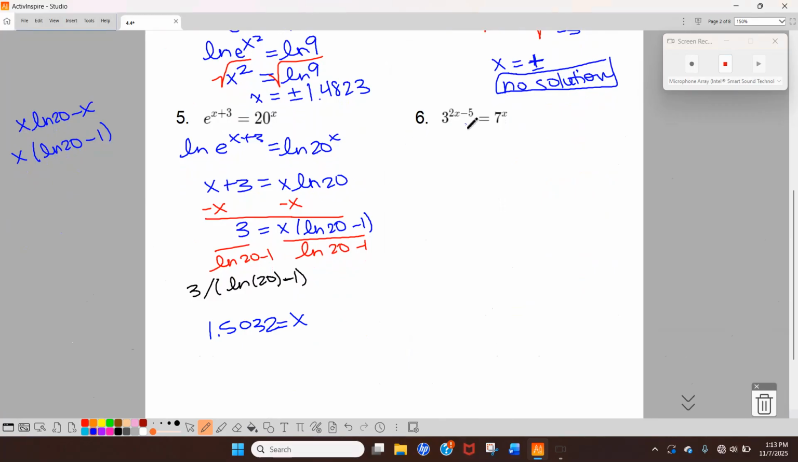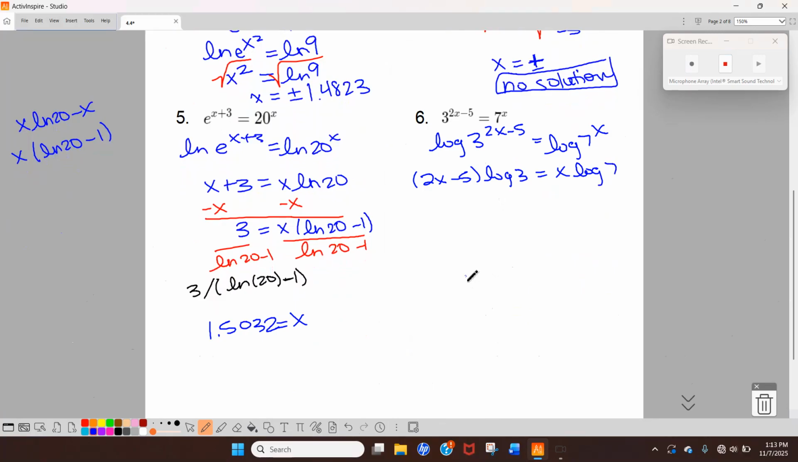All right, so number 6, there's no 10, there's no e. So common log, natural log, whatever makes you happy. Again, unless there's an e in the problem, I tend to use the common log, and there's really no rhyme or reason. One works just as well as the other. All right, so then we're going to swing our exponent to the front.